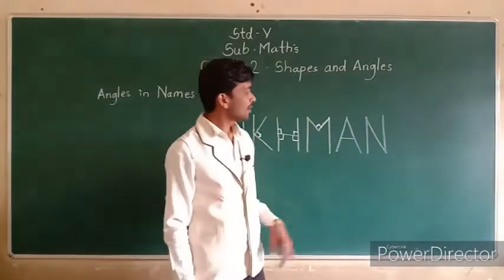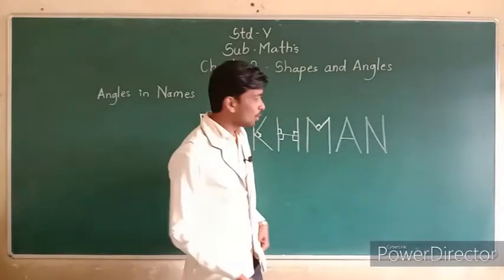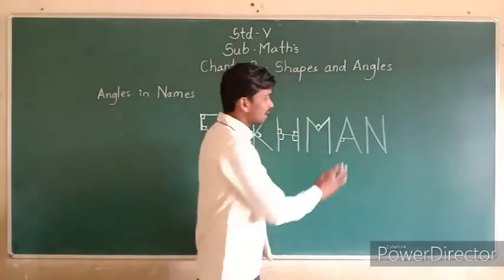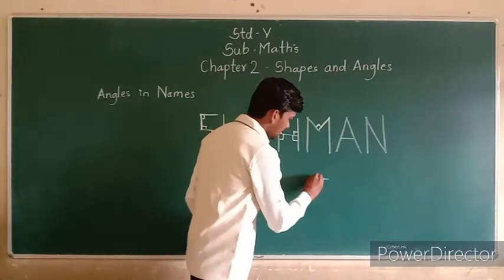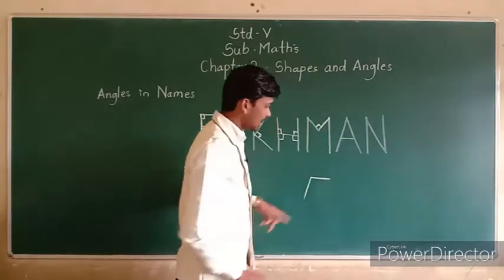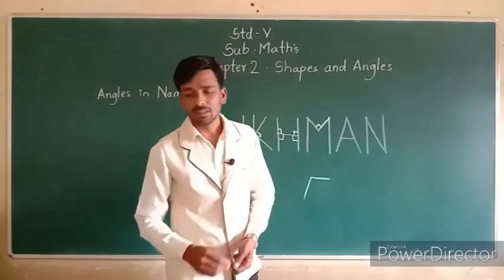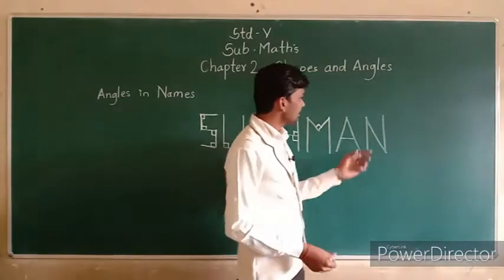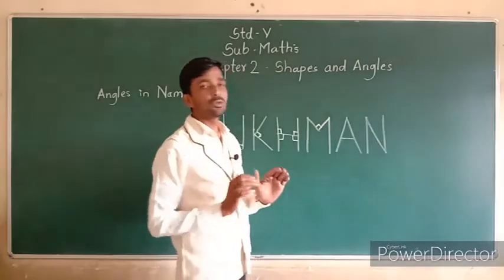In this A, is there any right angle? No, this is not a right angle. See, this is not a right angle, that is more than a right angle, a little bit like this. This angle is a little bit like this, so that is not a right angle. Okay, that is more than a right angle. Okay, in N, are there some right angles? No, in N there is no right angle.